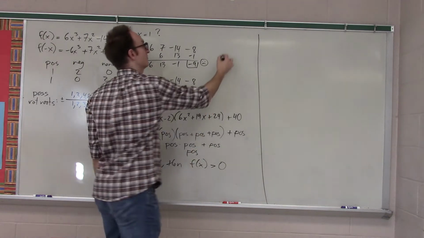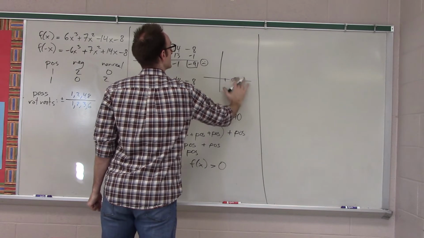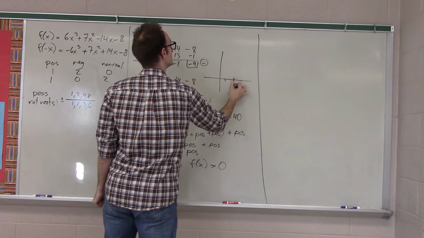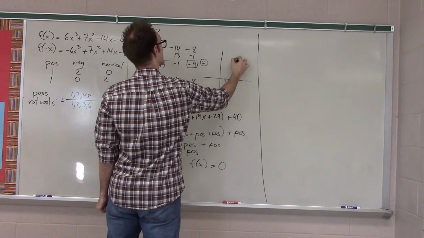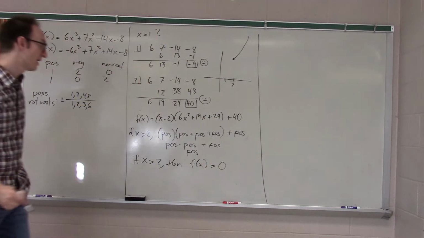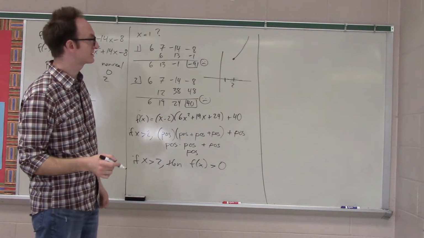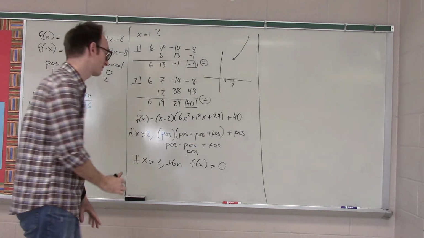Which means, in picture form, that if I start over here at 2, my function currently has value 40, and it's just going to go up and up and up from there. Therefore, based on this analysis, there cannot be any roots bigger than 2.